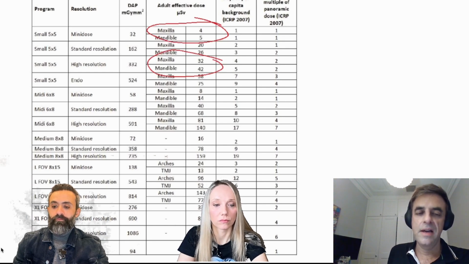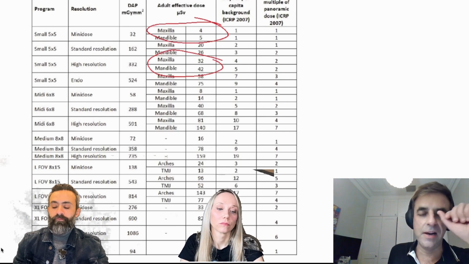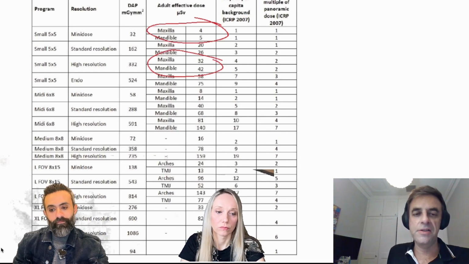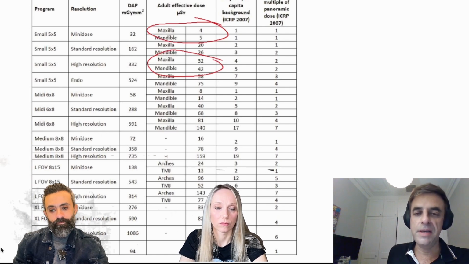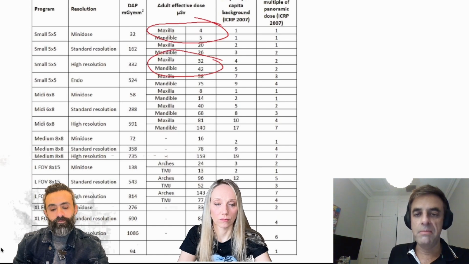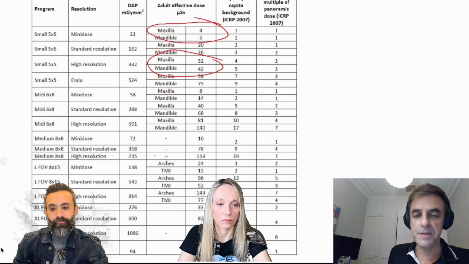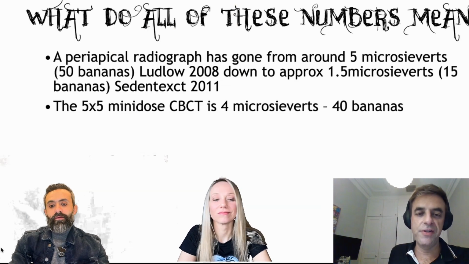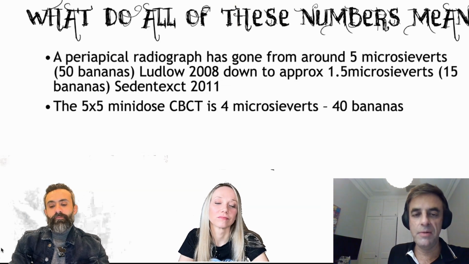So if I'm going to scan a patient who's young, I will be using mini dose settings and trying to stick to really, really low radiation doses. Other than that, I'm happy to use the higher doses of the machine. As I said, I don't go as high as endo generally. And you can see that the small 5x5 high resolution is about 32 to 42 microsieverts. So we're talking about 9 to 10 times what a bite wing used to be, back in the previous slide, as I mentioned. So as I mentioned before, there are a few things that we can tell our patients.